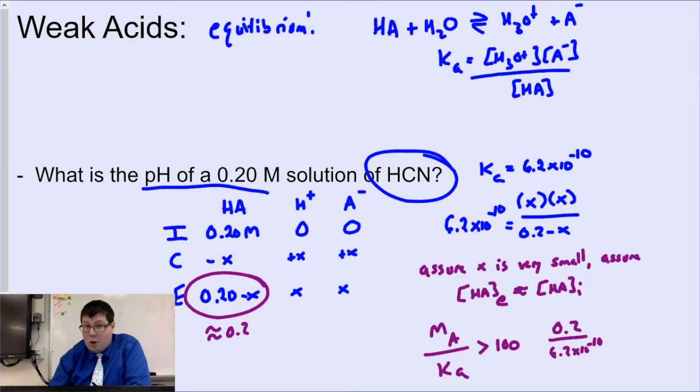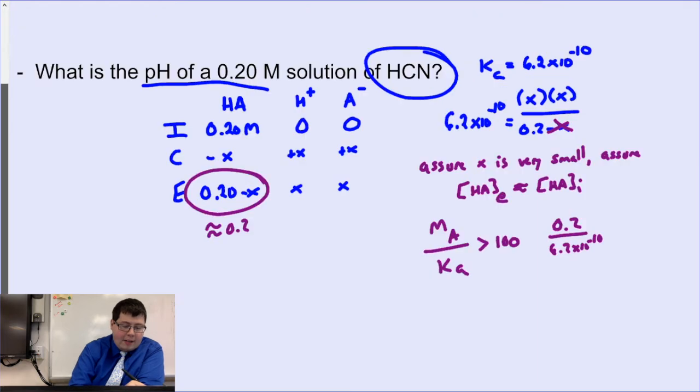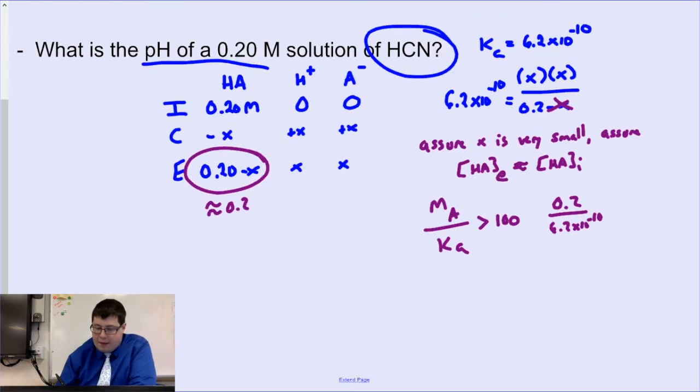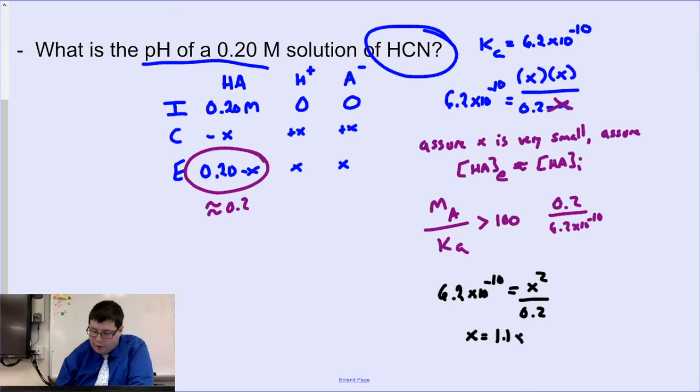If you'd like, you could go ahead and try this using the quadratic formula and see if you get an answer that is very similar to the answer we're going to get here. Now to solve this out, I'm assuming that 0.2 minus x is essentially just 0.2. So that simplifies my equation a lot. If I come down here, I'm going to end up getting 6.2 times 10 to the minus 10th equals x squared divided by 0.2. When I solve that out in my calculator, I get an x equal to 1.1 times 10 to the minus 5th molar.